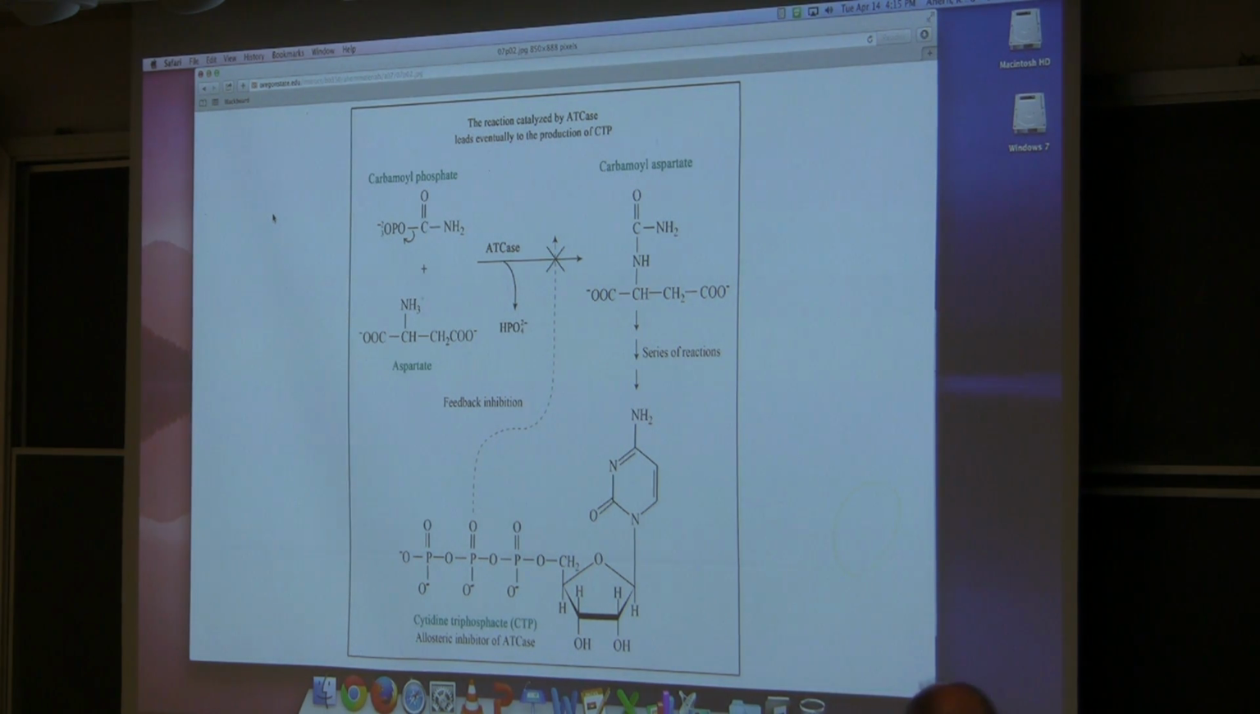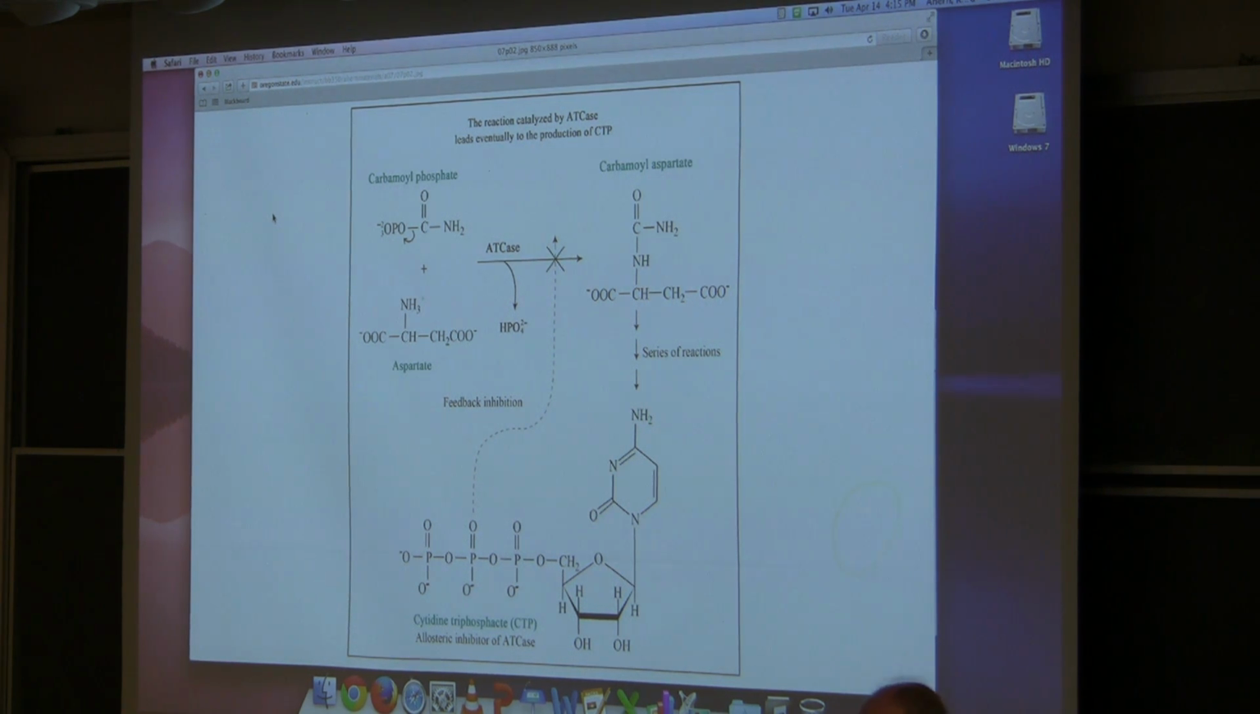The other reason that we don't want this pathway going out of control is that this pathway requires a lot of energy. The cell is going to waste energy if it doesn't shut this pathway off when it's got plenty of CTP. Well, the beauty here is that this pathway shuts itself off. When the CTP concentration gets too high, it binds to the first enzyme in the pathway and shuts down the whole pathway. There's beautiful balance here.